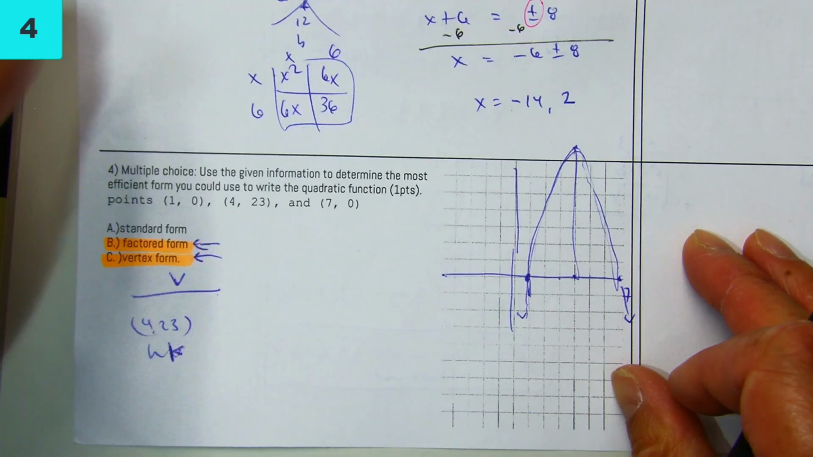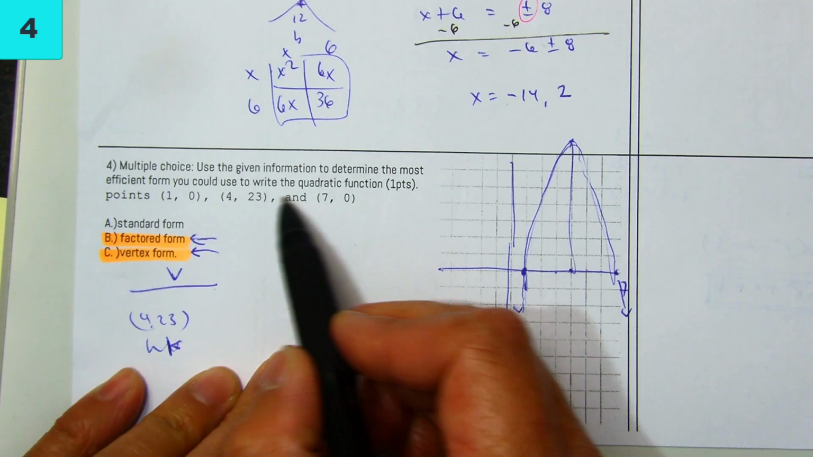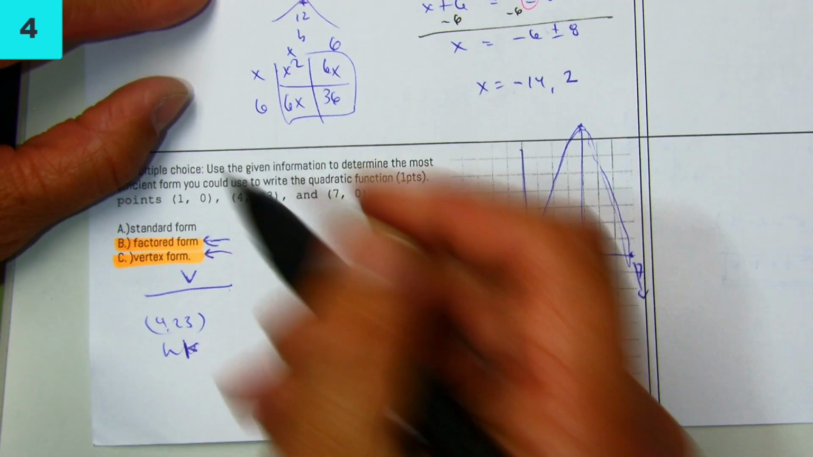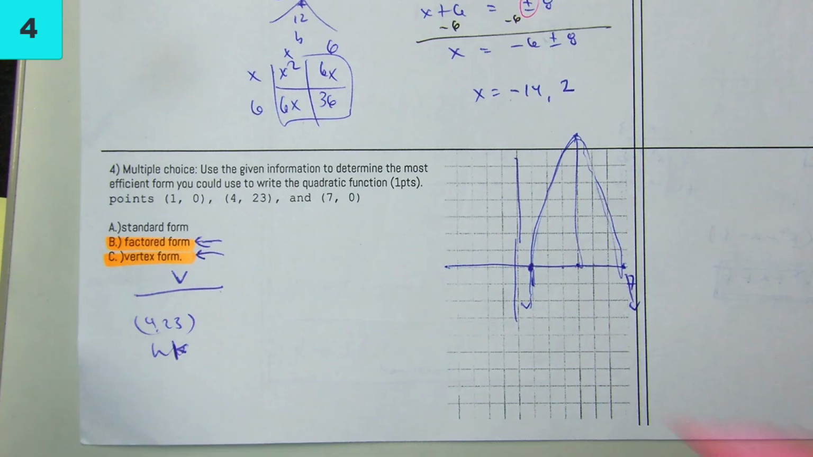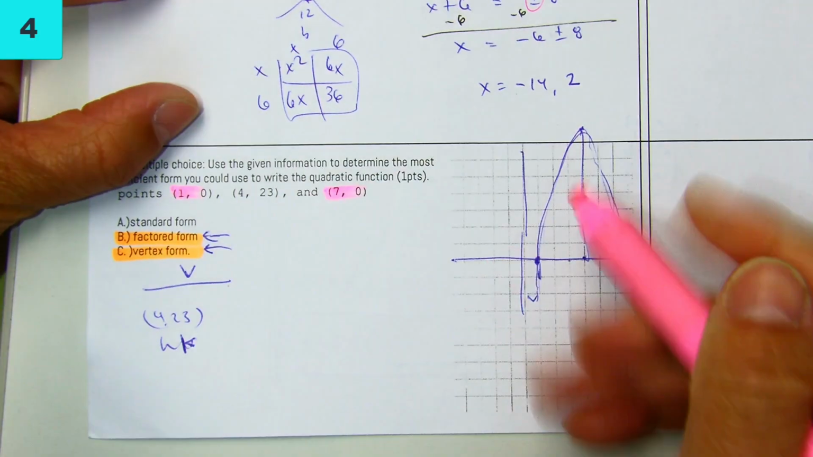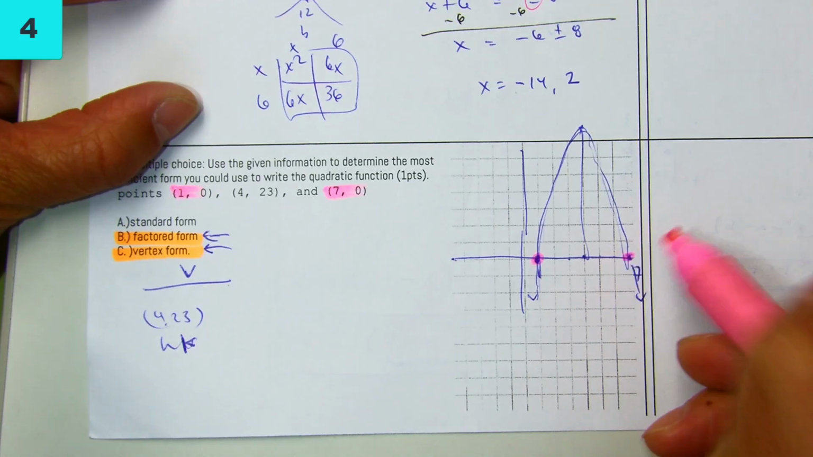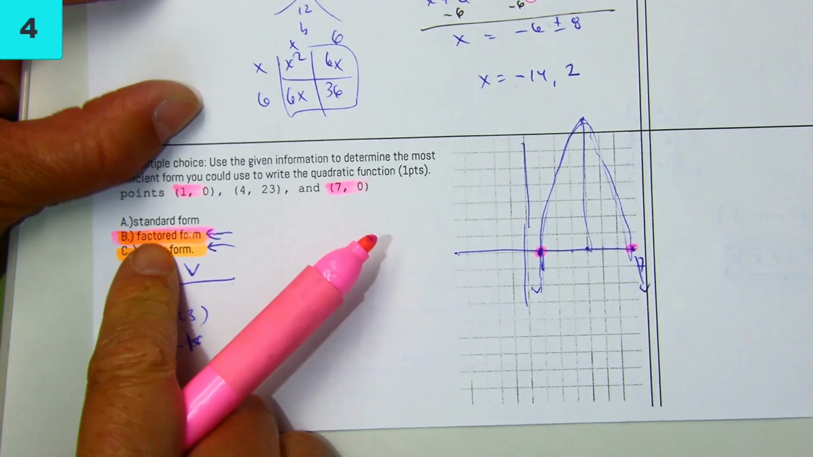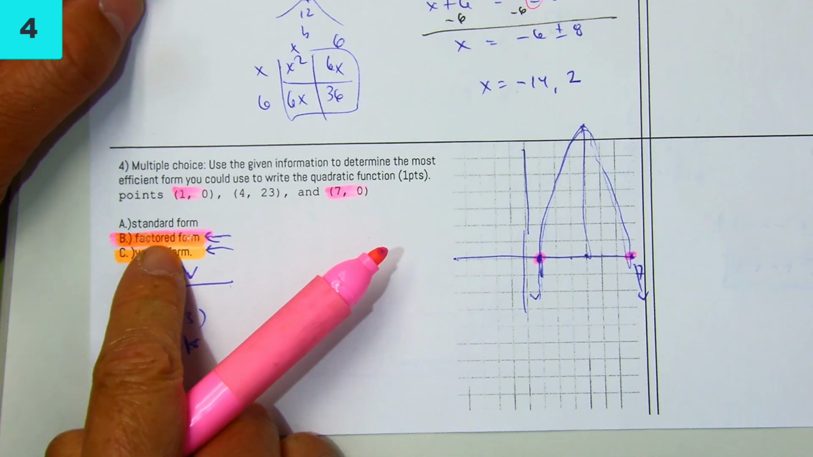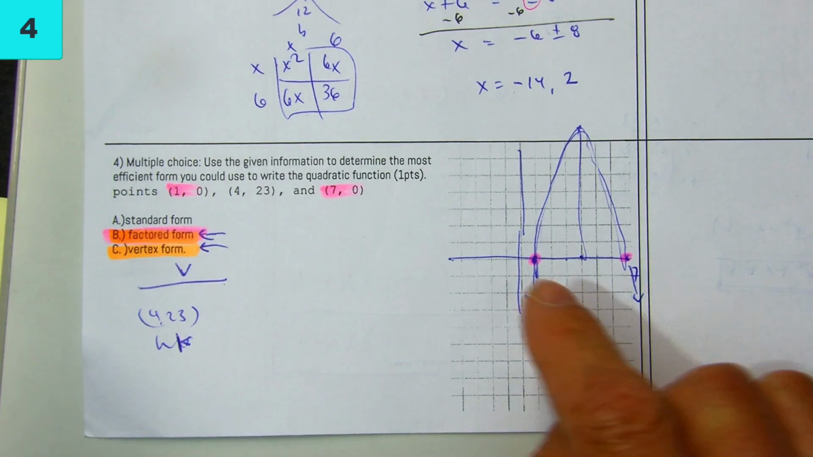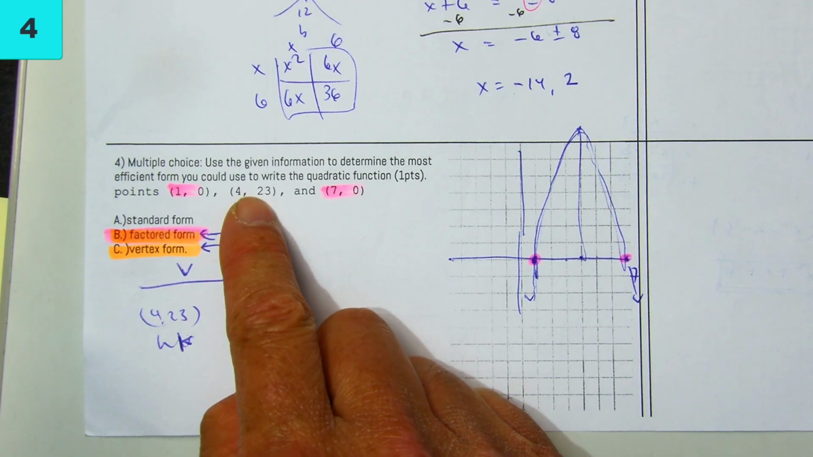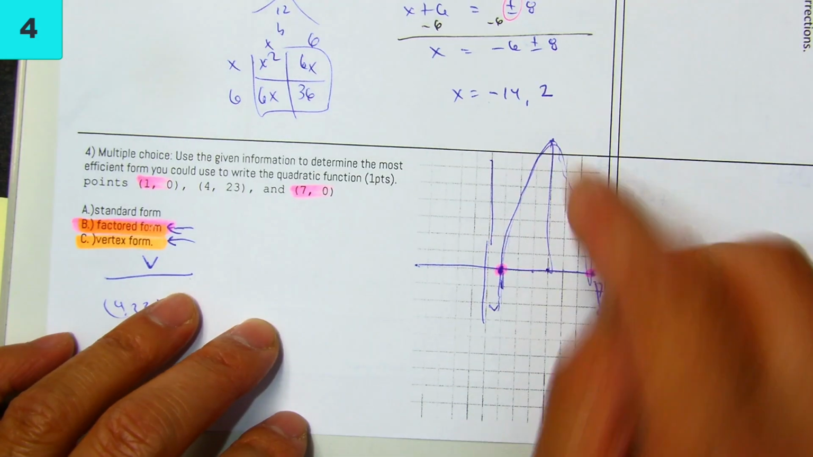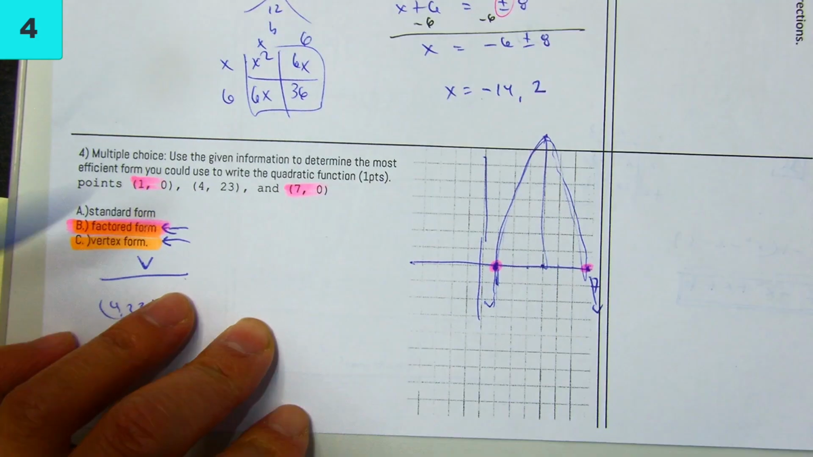Number 4, multiple choice. Use the given information, determine the most efficient form to use to write a quadratic function. Okay, so the first thing you should notice is that you have these two, which are x-intercepts. So that one, you would probably use the pink, changing color now. If you said B, then you got full credit. You only have to do one of those. Okay, now if you also do this one, 4 up 23.